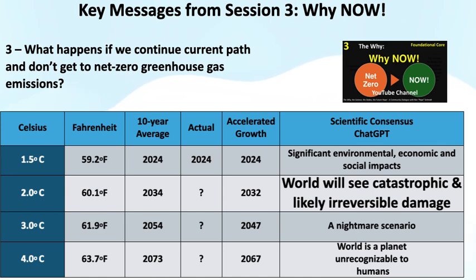What the scientists said was that when we get to 2 degrees Celsius, or 60.1 degrees Fahrenheit, which will be somewhere between 2032 and 2034, less than 10 years from now, the world will see catastrophic and likely irreversible damage. Well, the catastrophic is pretty obvious. If you remember what happened 10 years ago in 2014 compared to where we were in 2024-25, look at how much more damage weather has caused, and the problems we've had from weather and higher temperatures on Earth.